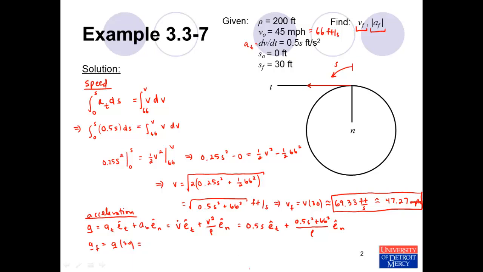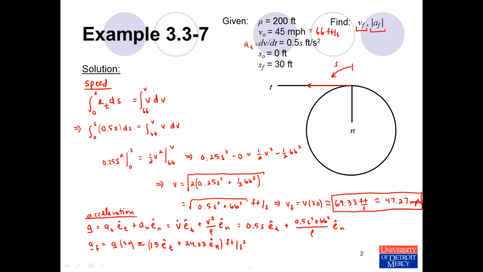And so what we can do is we can just plug straight in for s. 0.5 times 30 is 15. So that's the component in the tangential direction. If we plug in 30 for s there, type it into our calculator, plug in 200 for rho. That works out to be approximately 24.03, where all of the units are feet per second squared. So that's a vector expression for our acceleration at s equals 30 feet.